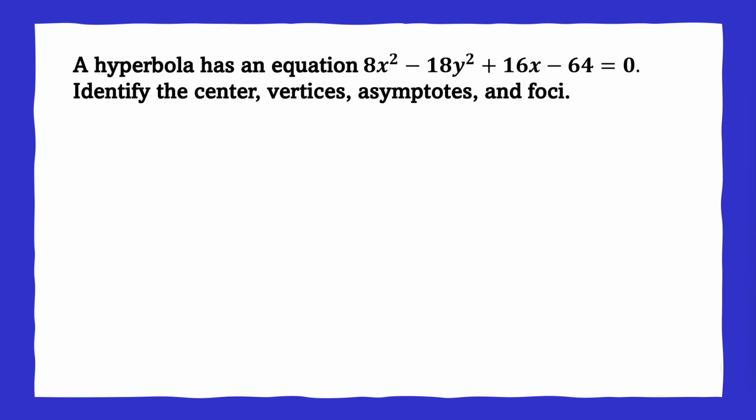A hyperbola has the equation 8x squared minus 18y squared plus 16x minus 64 equals 0. Identify the center, vertices, asymptotes, and foci. Our goal is to rewrite this in standard form so we can identify the center, vertices, asymptotes, and foci. To begin, we can group the x terms together and move the constant 64 to the other side.